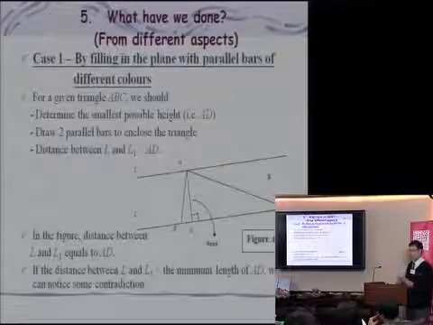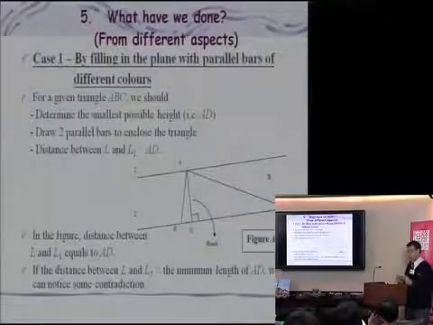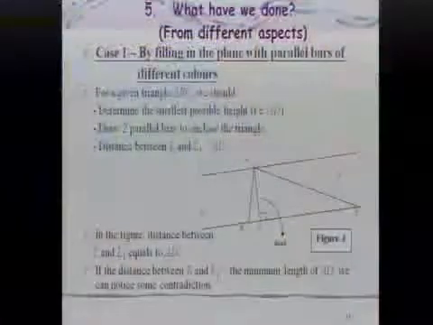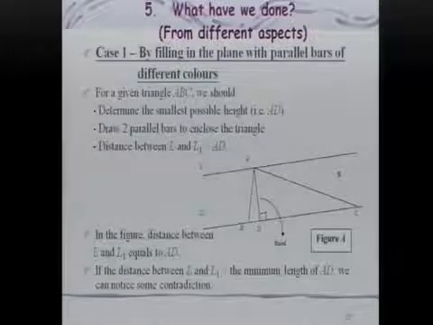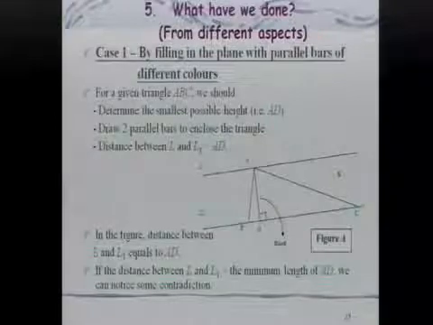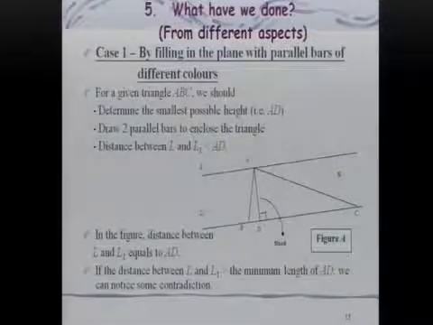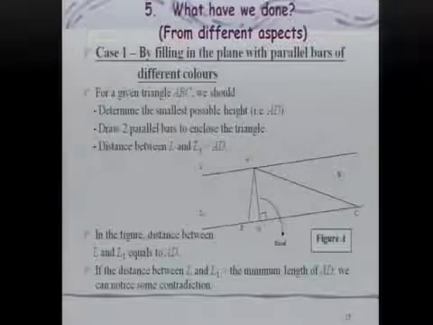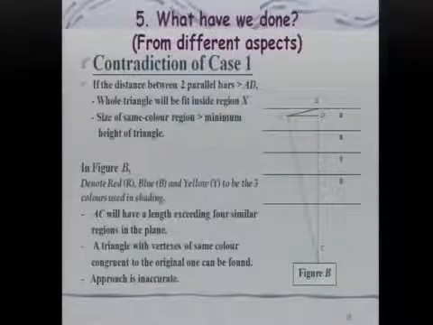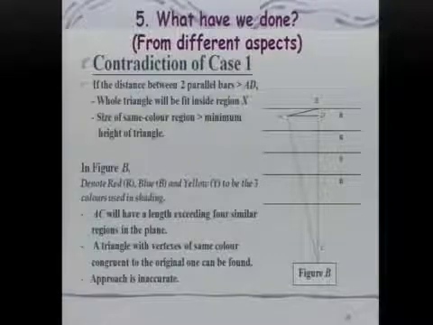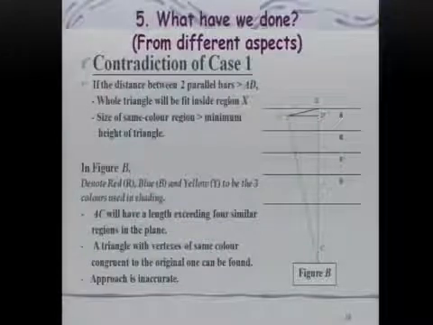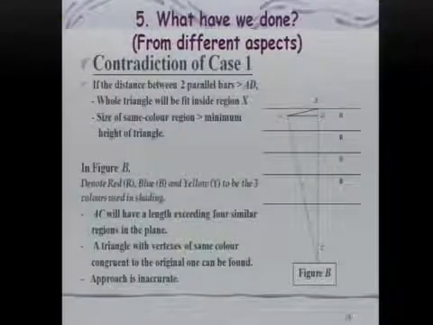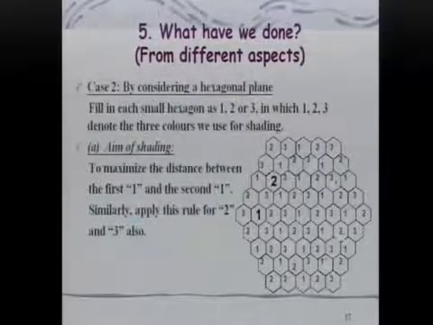Firstly, I considered filling in the plane with parallel bars of different colors. We should determine the smallest possible height for a given triangle ABC, and then draw 2 parallel lines to enclose the triangle inside, where the distance between L and L1 is smaller than AD. Referring to figure B, AC will have a length exceeding 4 similar regions in the plane, so that we can easily find a triangle with vertices of the same color congruent to the original one. So my proof is wrong.